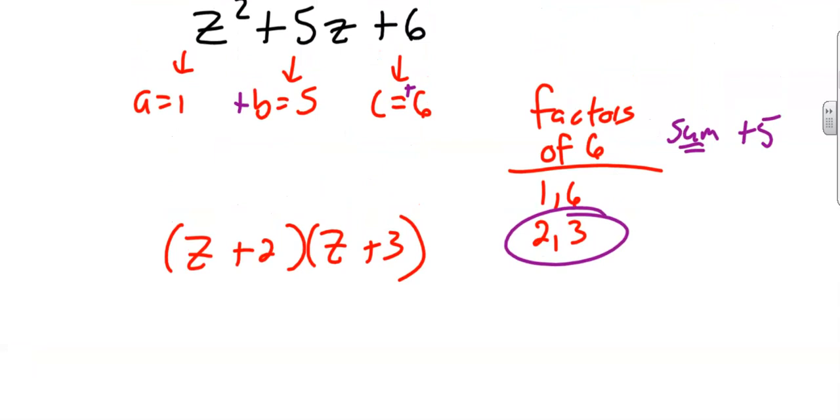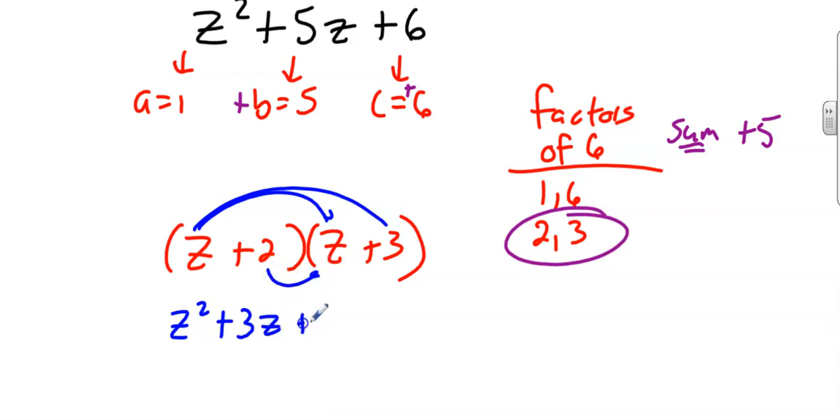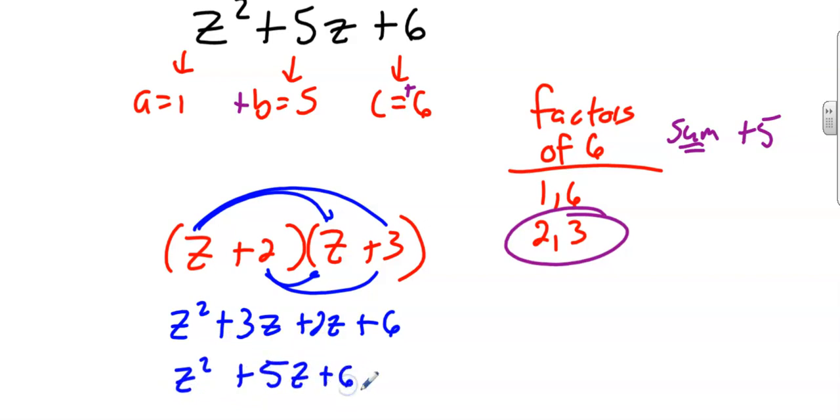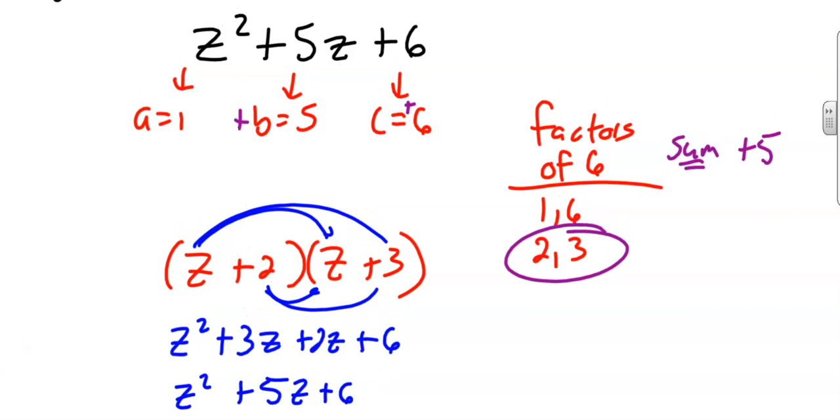If you want to check it, not that you have to, we have z times z, which is z squared. Z times 3 is 3z. 2 times z is 2z, and then 2 times 3 is 6. There's our z squared, 2 plus 3 is 5, and we've got our plus 6. So if you need to check it, just go back and do the FOIL method, and if the numbers come back to here, you've got what you're looking for.